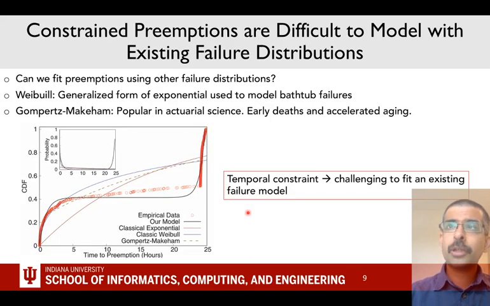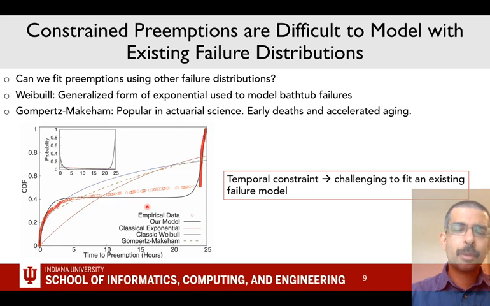We also looked at some other probability distributions. The Weibull distribution, for example, is well known to model bathtub failures, and we tried to see if that will provide us a suitable model. The Weibull distribution here is shown on the blue line, and it does fit the starting part of the VM's life better than the exponential distribution, but again, it's not able to capture all these three phases.